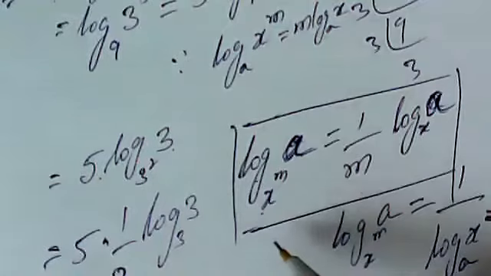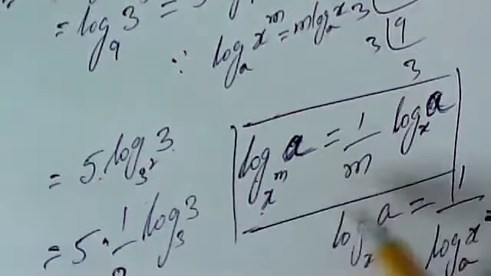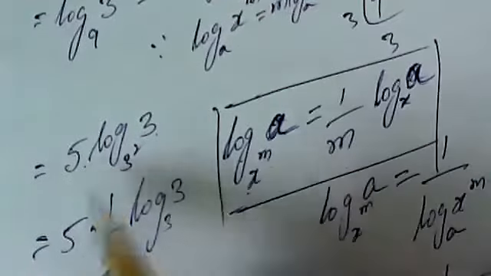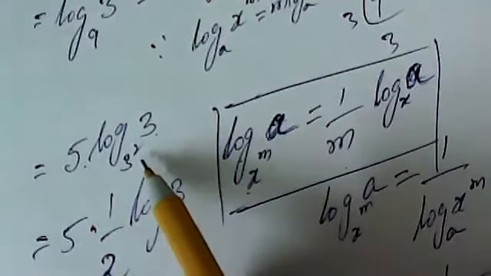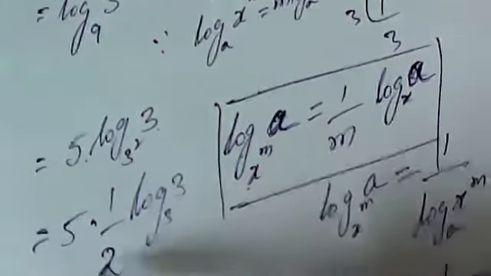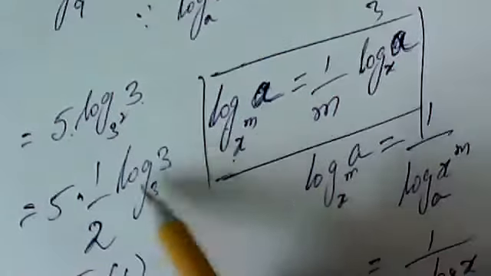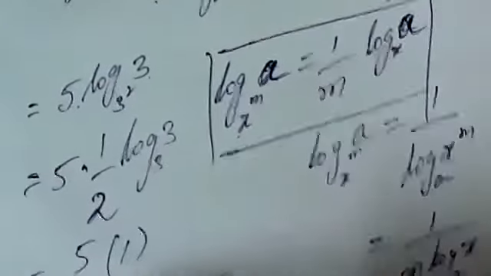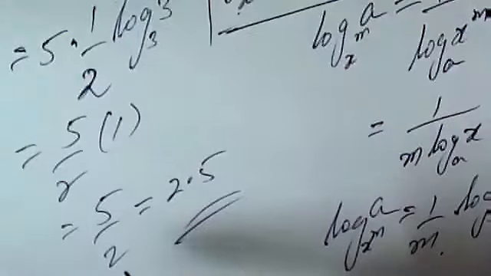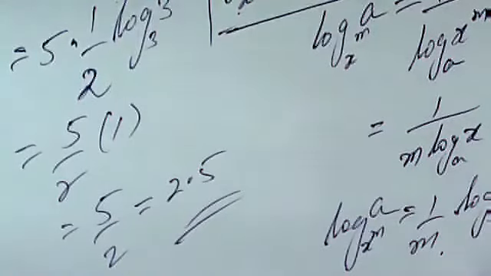And applying this formula, log a to base x power m is nothing but 1 upon m log a to base x. So here 5 into, this m is 2, so we take 1 upon m, which is 1 by 2, and then log 3 to base 3, which is nothing but 1. So 5 upon 2 into 1. So what you get is 5 by 2, which is nothing but 2.5.